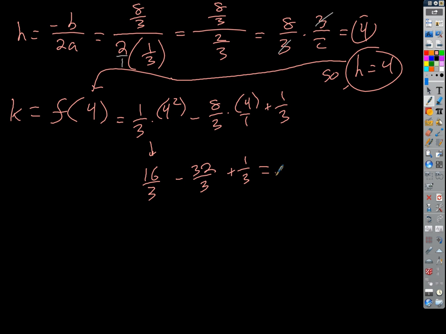Okay, so if I add these up, what's 16/3 minus 32/3? Negative 16/3 plus 1/3, so that'll be negative 15/3. Well, can't you reduce that? We can. What's negative 15 divided by 3? Negative 5. So we know what h and k are. That's our vertex.